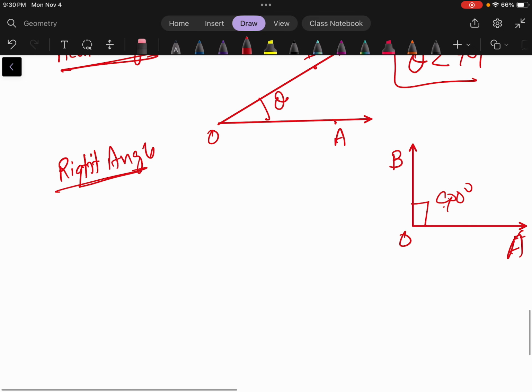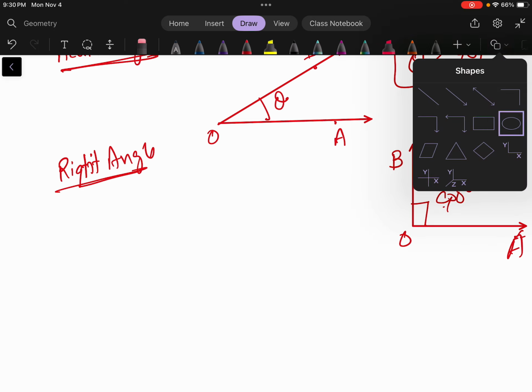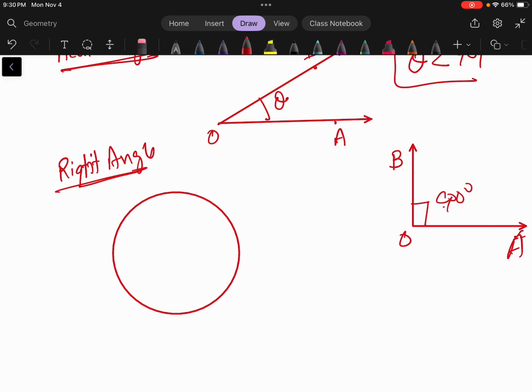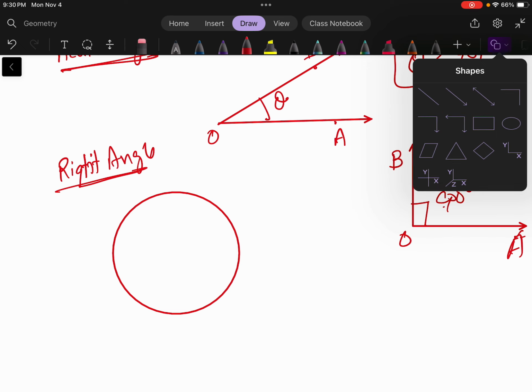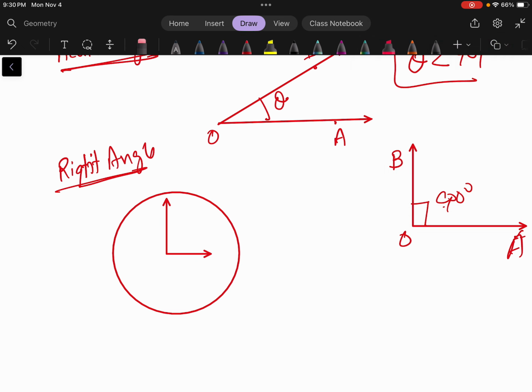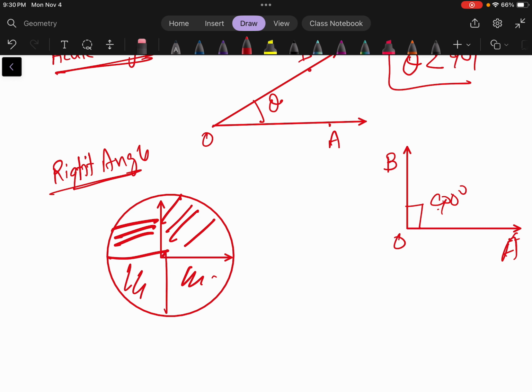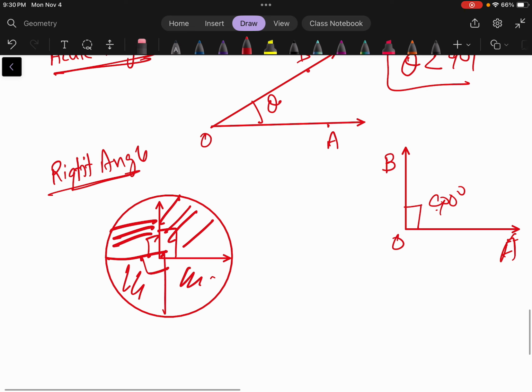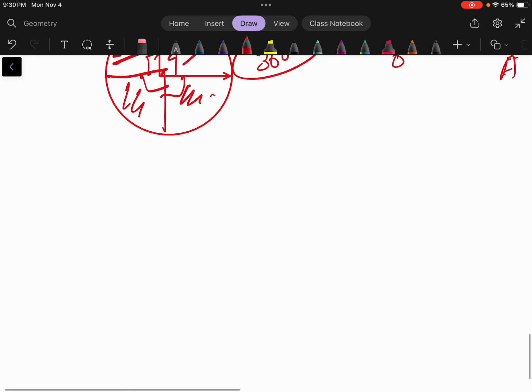Clear? One more important part that we will discuss. This is the circle we have, and now this circle is divided into four equal parts. This is the first part, this is the second part, this is the third part, and this is the fourth part. So this angle is of 90 degree, this is of 90 degree, this is of 90 degree, and the complete one is 360 degree. Clear? Another one is the obtuse angle.